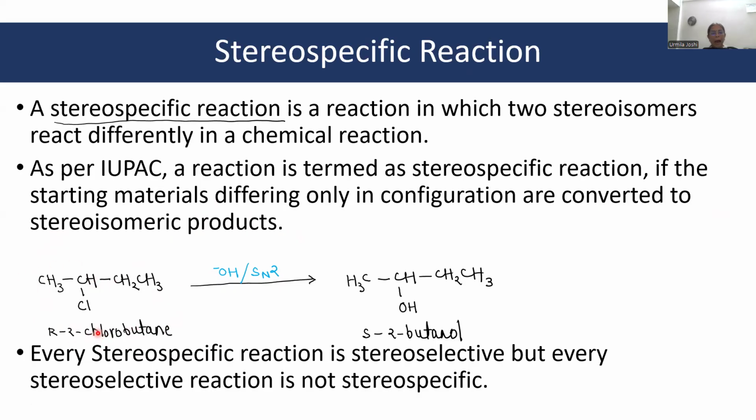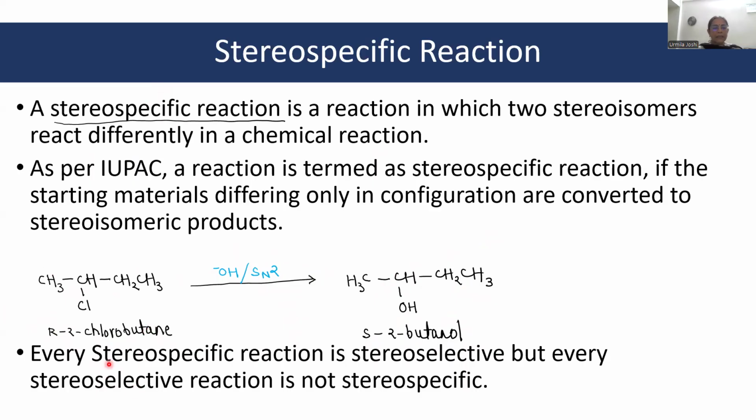So, if you start with R-2-chlorobutane and convert it to 2-butanol via an SN2 reaction, then the product formed is S-2-butanol. Two stereoisomers react differently. If you start with R-2-chlorobutane, you will get S-2-butanol, whereas if you start with S-2-chlorobutane, you will get R-2-butanol. So, the SN2 reaction is stereospecific.